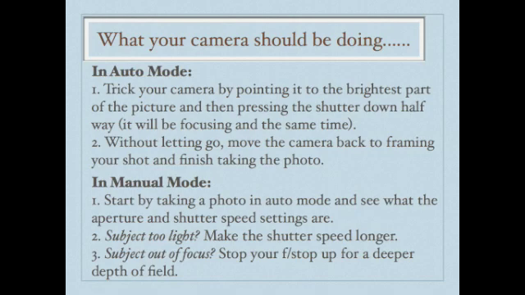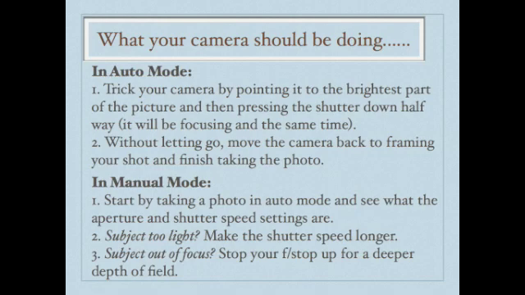Well, before you let go of the shutter to press down all the way, move your camera back into framing your shot the way you want it and finish taking the photo. That way your subject will be really underexposed and you'll get that very dark, shadowy silhouette look that you're going for.